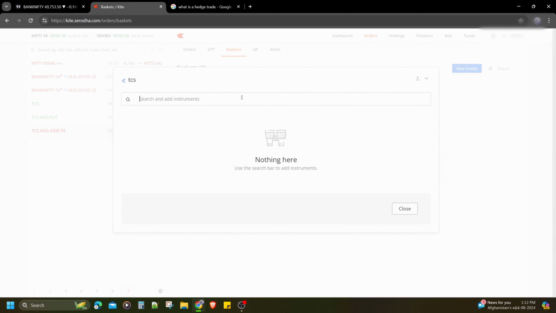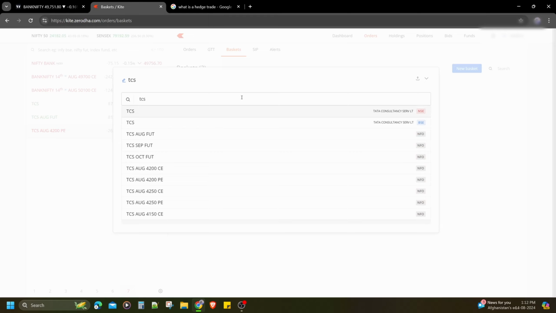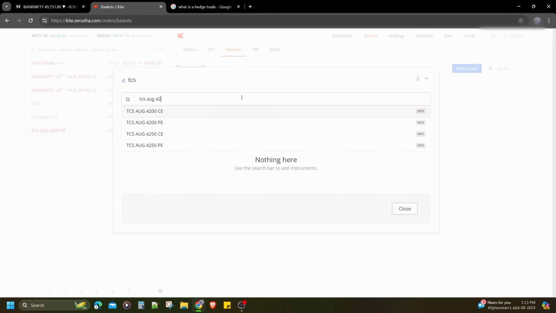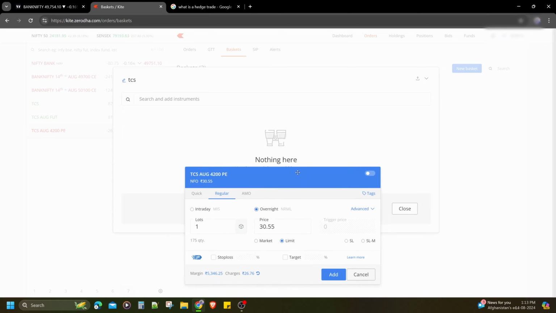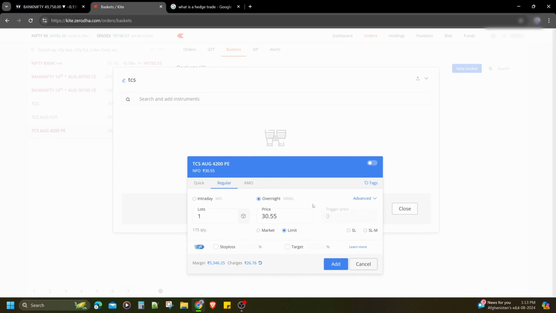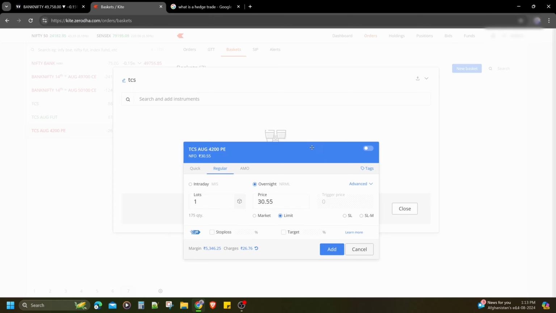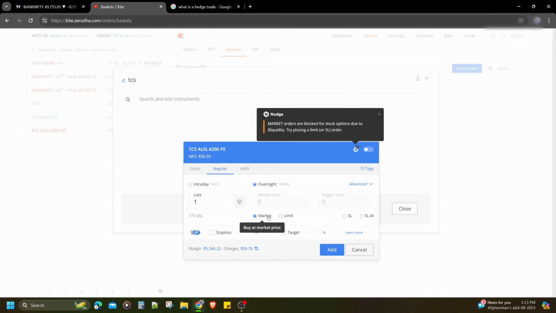Okay, this is the TCS August 4200 PE. This will be the option I'm using as a hedge to my TCS August future. It is currently trading at 30 rupees 55 paisa in the limit order. I'm going to try and exit it in market.